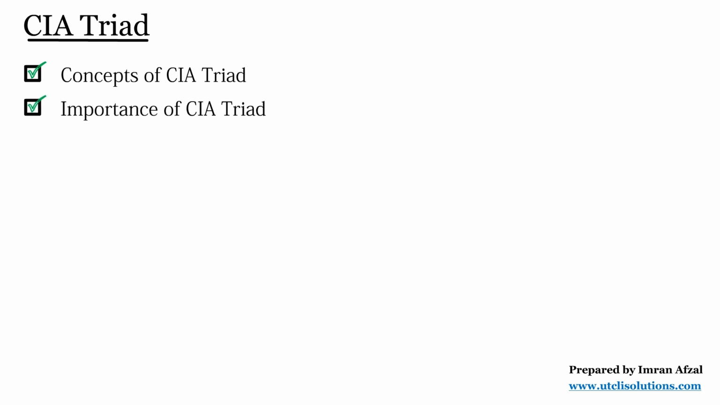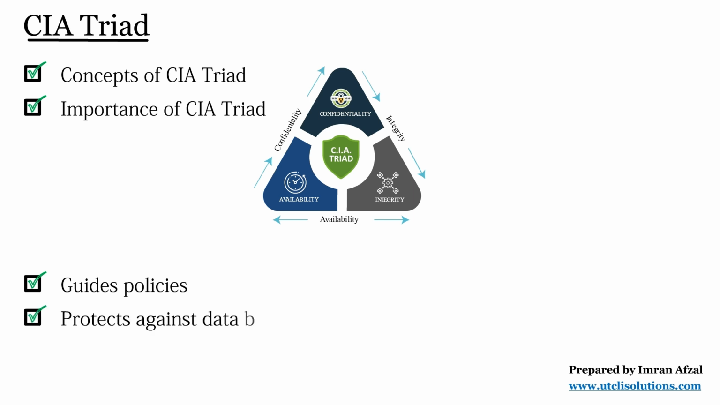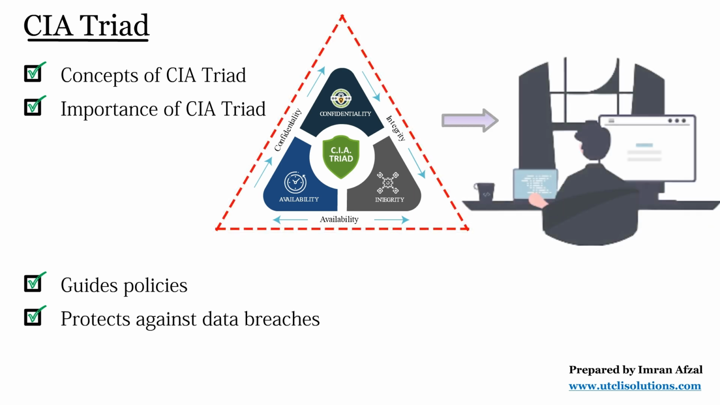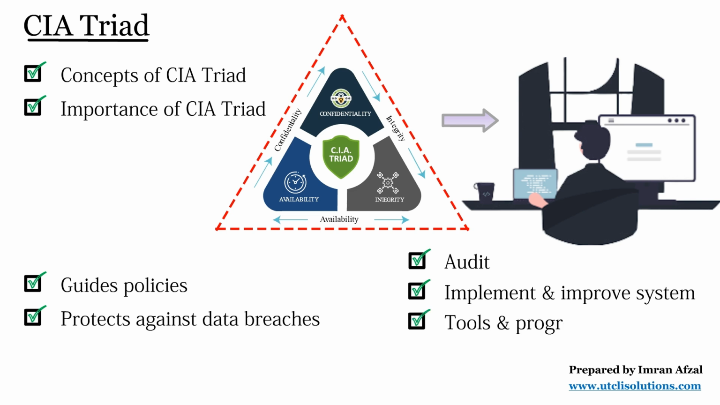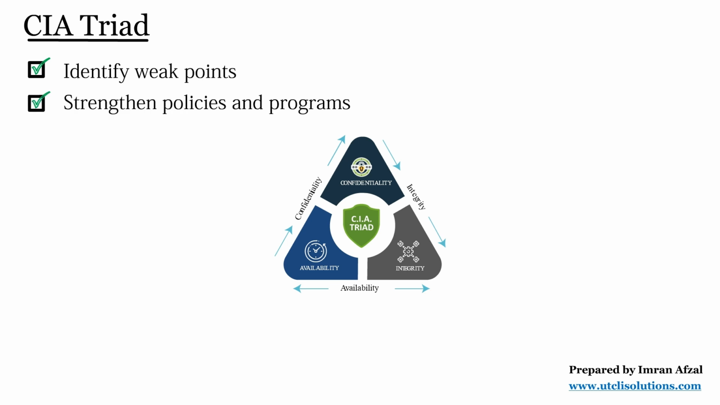CIA Triad. So, we will move to our lecture to understand the concepts of the CIA Triad and its importance. The CIA Triad is a widely accepted model in information security that is designed to guide policies within an organization to protect against data breaches. It provides a high-level framework for cybersecurity professionals to audit, implement, and improve systems, tools, and programs. It is a powerful way to identify weak points and strengthen policies and programs within the organization.